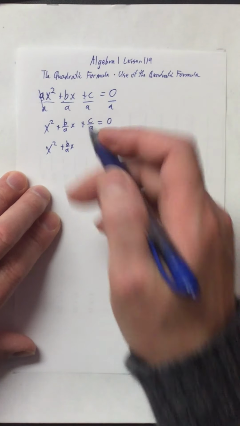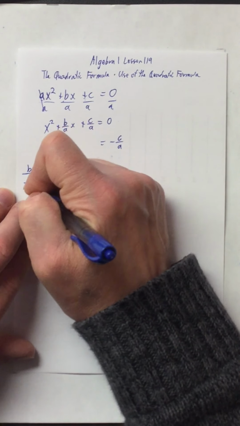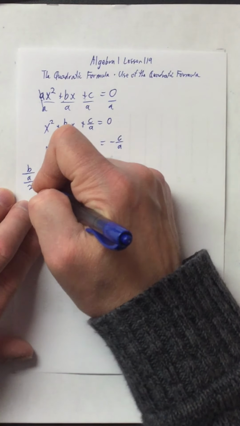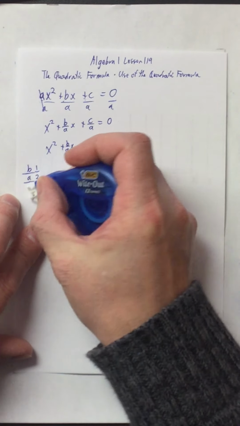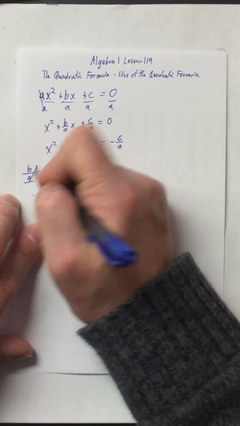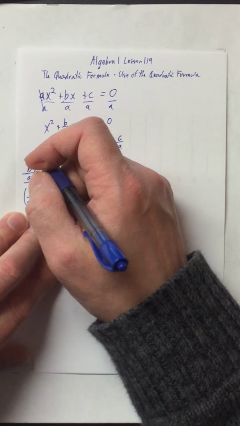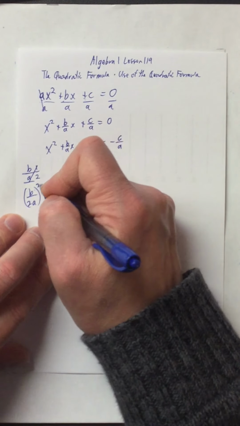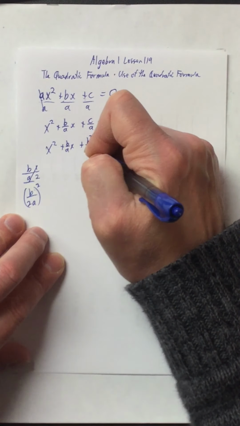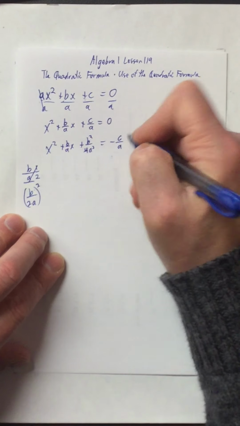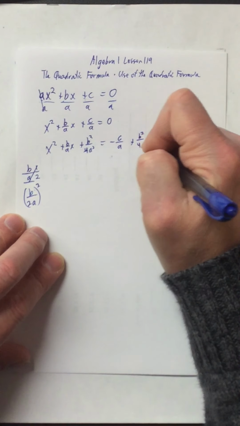Okay, then to complete the square, we're going to take this guy here, b over a, and remember the first step is to divide him by 2. So that would be really the same thing as multiplying by 1/2, right? So let's do it that way. So now I get b over 2a. And then I want to square that, right? So I get b over 2a squared, and that's b squared over 2 times 2 squared is 4a squared. And then over here plus b squared over 4a squared.